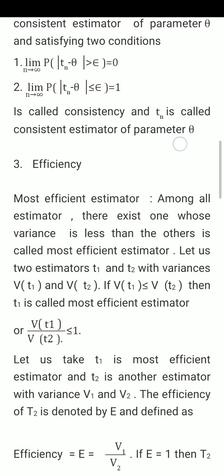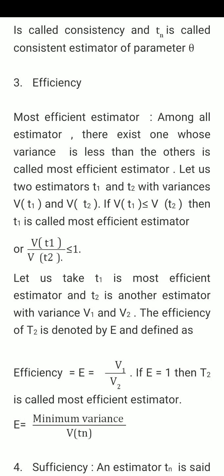Now we move to efficiency. Before that we define the most efficient estimator. Among all estimators, the one whose variance is less than the others is called the most efficient estimator. Let us take two estimators T1 and T2 with variances variance of T1 and variance of T2. If variance of T1 is less than variance of T2, then T1 is called the most efficient estimator, or variance of T1 by variance of T2 is less than or equal to 1.